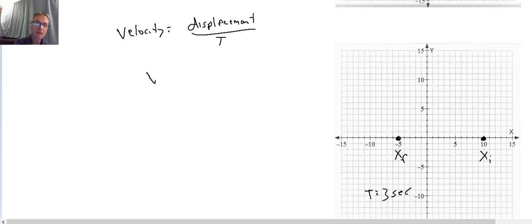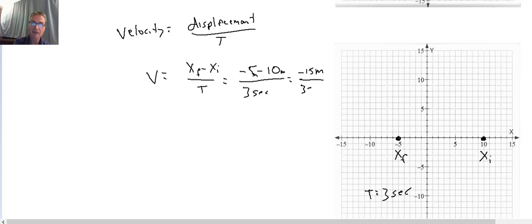Well, velocity, v, is displacement divided by time. Displacement, though, is just x final minus x initial, and now divided by time. So we're going to have x final, which is minus 5, minus x initial, which is 10, divided by the time it took to do that, and that's 3 seconds. Again, I didn't give the units up here. Let's say that they're meters. So minus 5 meters minus 10 meters gives us minus 15 meters divided by 3 seconds.